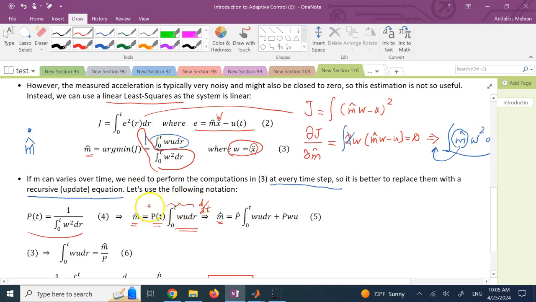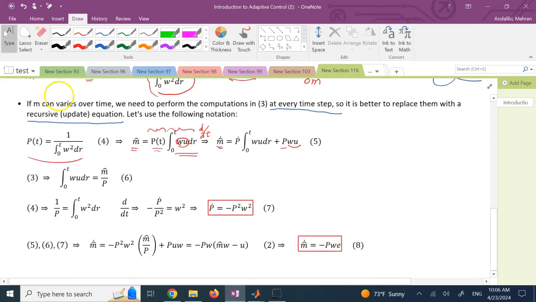This is a product. It's a times b. So it's going to be p dot times the integral plus p times derivative of integral. Since this integral is with respect to time, derivative and time integral would cancel. So you get the integrand, which is what? U times w, and of course times p. Okay, so that is m hat dot.